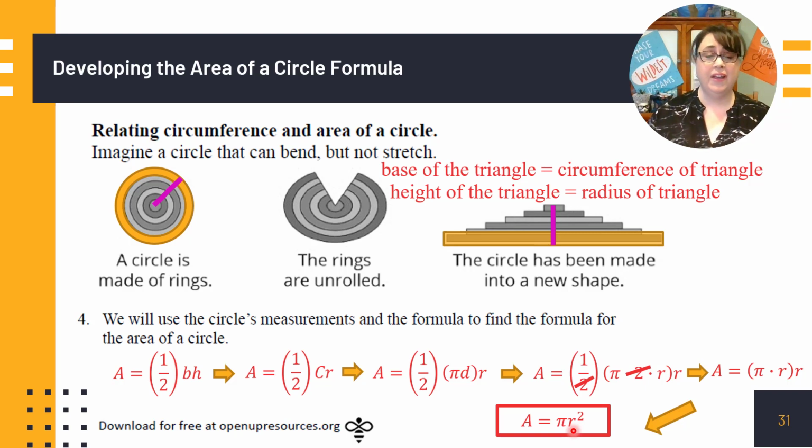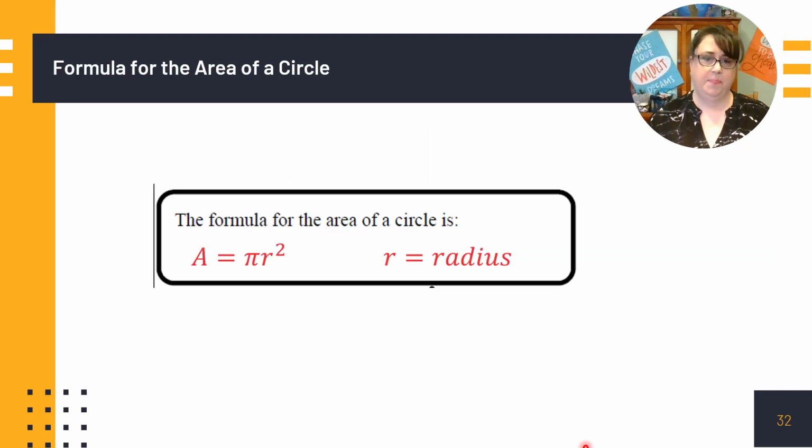Pretty nifty, if you ask me. And if that didn't make sense to you and you're going, wow, that's mind-blowing, that's okay. It's just a really nice thing to know that it didn't come from nowhere, that there's an actual reason behind it. So what do you need to know? You need to know that the formula for the area of a circle is A equals pi r squared, and r is the radius. So now that we know that, let's go do some problems.